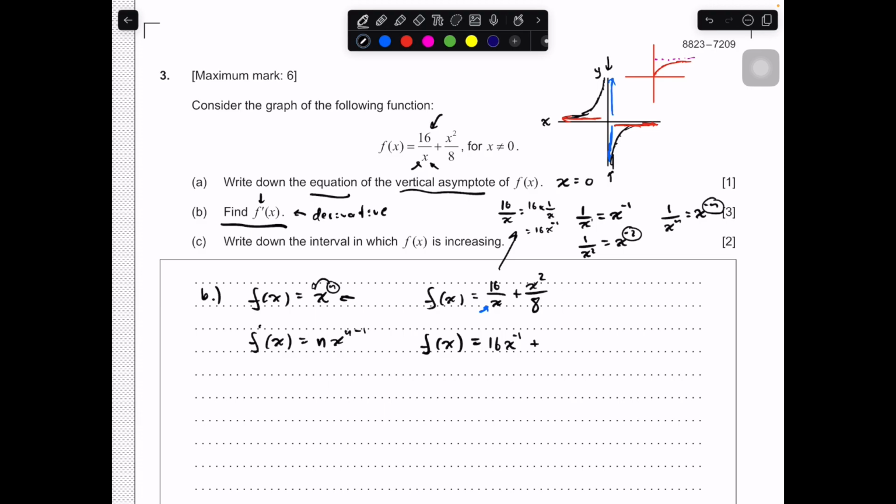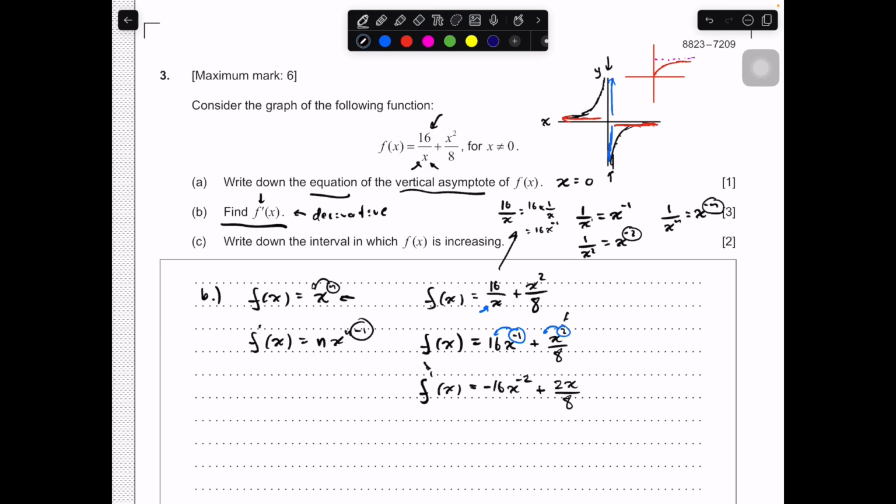And then we have plus x squared over 8. Okay, now we're ready to take the derivative. So here's our derivative sign. Let's take this negative 1, multiply it out in front. We're going to have negative 16x. It used to be negative 1. Let's subtract 1 from it. Now it's negative 2. Plus, let's do the same thing here. Let's take this 2, multiply it out in front. Let's even go the long way. Now it's going to be 2x. This used to be a 2. Take away 1. It's just x to the 1 over 8.